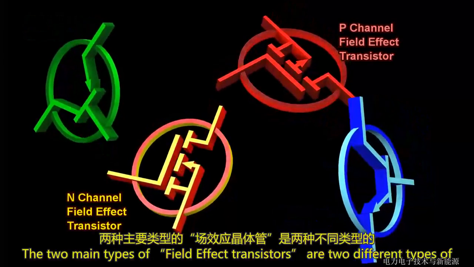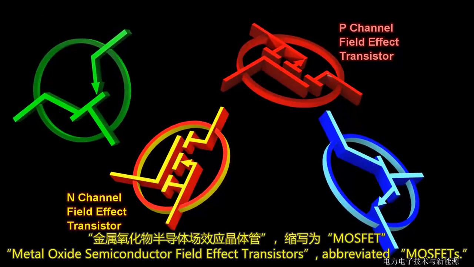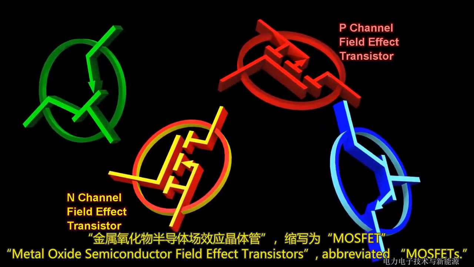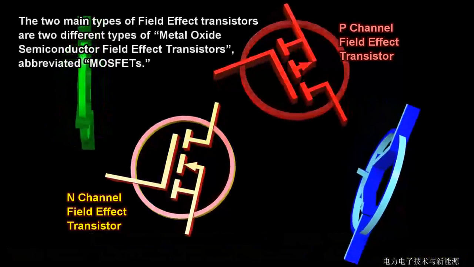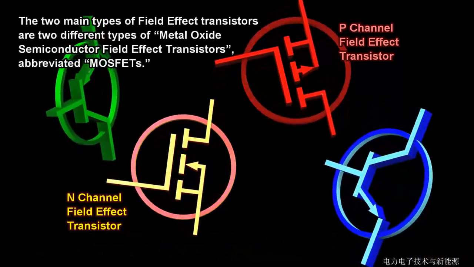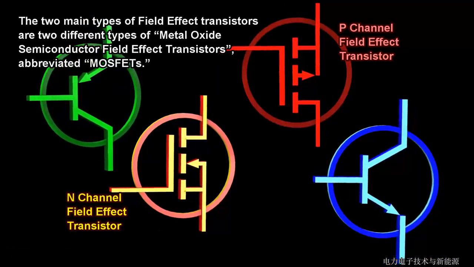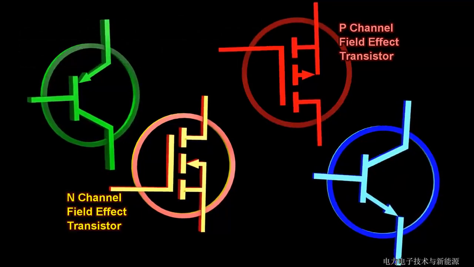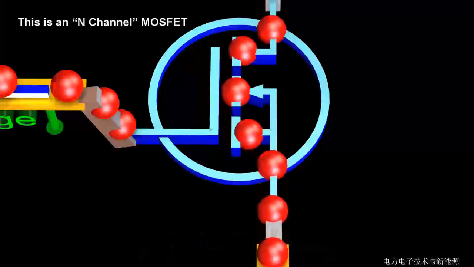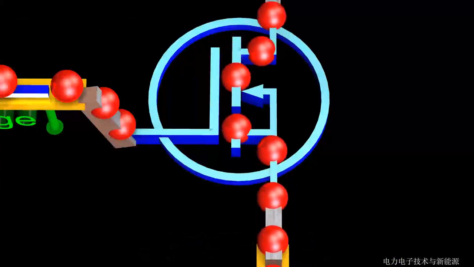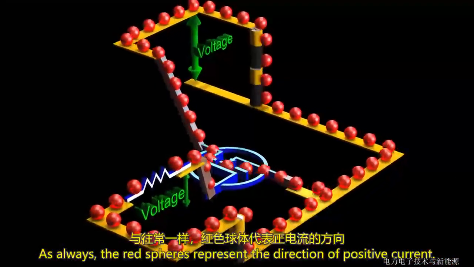The two main types of field effect transistors are two different types of metal oxide semiconductor field effect transistors, abbreviated MOSFETs. This is an N-channel MOSFET. As always, the red spheres represent the direction of positive current.